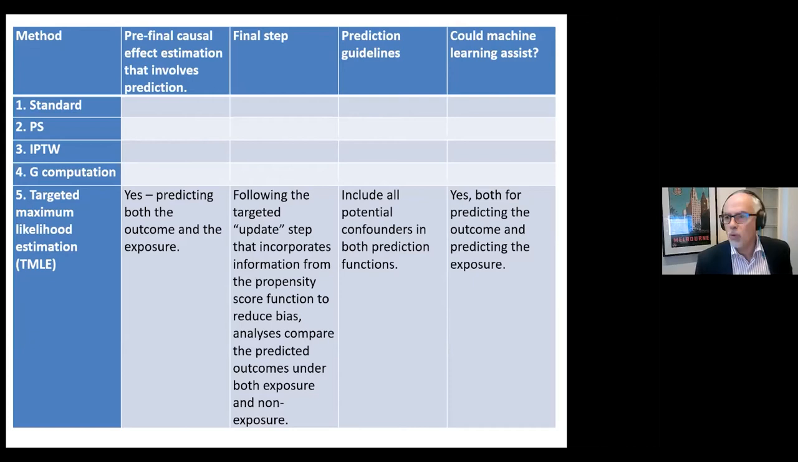Do you have to think? Of course you do. You have to include all potential confounders in both prediction functions. You can't over-adjust. Could machine learning assist? Yes, indeed. As I said before, this was developed by people coming at this from computer science, so they just use machine learning from the get-go.